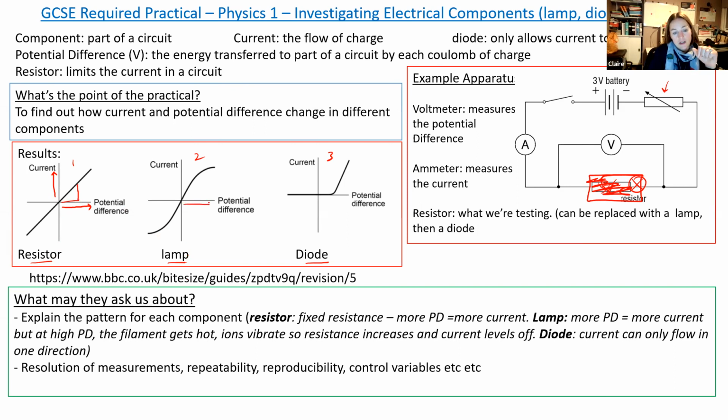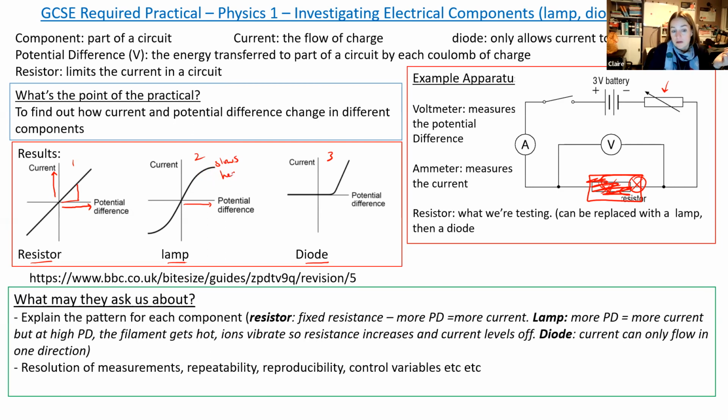As you increase your potential difference in a lamp, what's going to happen is, like with the resistor, it will go up nicely, but then the current will start to slow down. So here it slows, because you can see that with the curve there. So less current is going through. They want to know why.